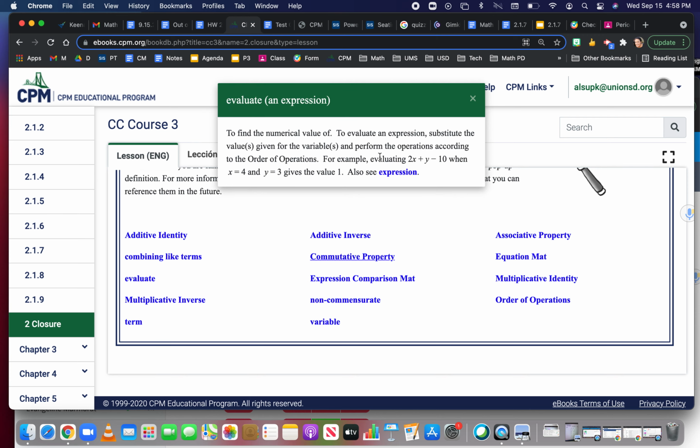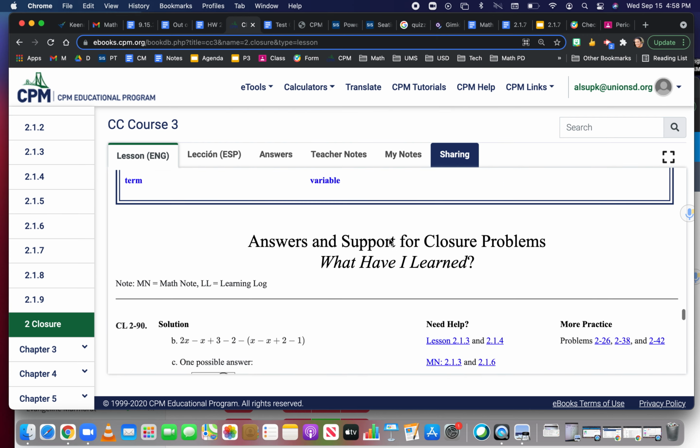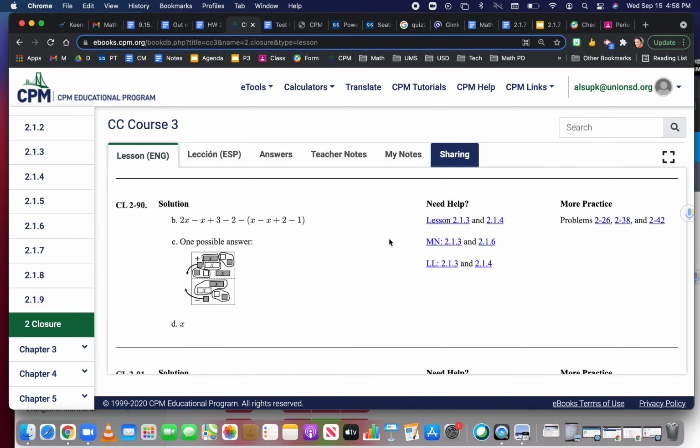So I just clicked on evaluate for an example. And at the bottom, this is very helpful. So let's say question 90 you had a hard time with. So you can check your answer here. These lessons are the lessons that went over this topic. So you can go back and see what we did.